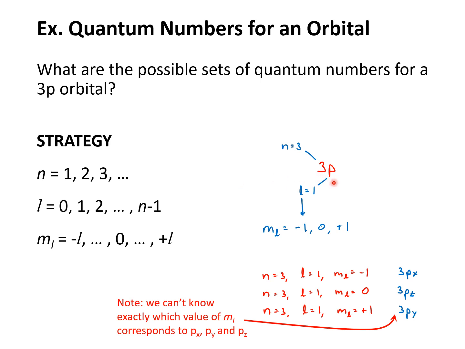So, the 3p atomic orbital. 3 indicates the principal quantum number, n equals 3. P indicates L equals 1. So, therefore, allowed values for ML would be negative 1, 0, and plus 1. Where n equals 3, L equals 1, and ML equals negative 1 would correspond to the 3px atomic orbital. N equals 3, L equals 1, ML equals 0 would correspond to the 3pz atomic orbital. And n equals 3, L equals 1, and ML equals plus 1 would correspond to the 3py atomic orbital.